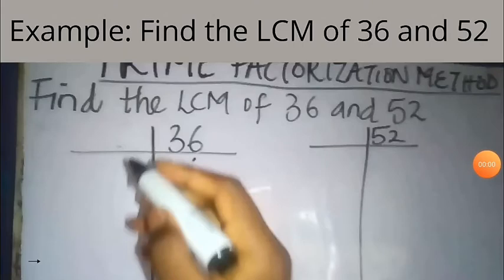Now to the first example: find the LCM of 36 and 52 using the prime factorization method. So we are going to find the smallest prime number that will divide into any of the numbers without remainder. So please note, we have to divide using only prime numbers.